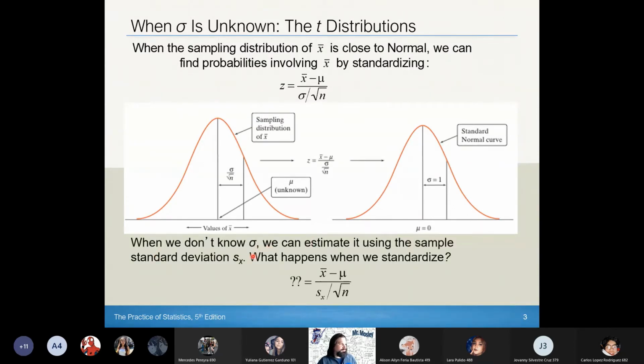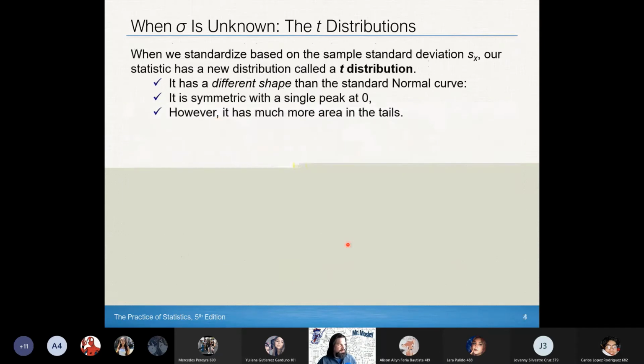When we don't know sigma, we can estimate it using the sample standard deviation S sub x. What happens when we standardize? Right, we now have S sub x here instead of sigma. Right, we still have x bar minus mu, square root of the sample size, right? What happens? When we standardize based on the sample standard deviation S sub x, our statistic has a new distribution called a t-distribution. It has a different shape than the standard normal curve. It is symmetric with a single peak at 0. However, it has much more area in the tails. It's not as narrow.